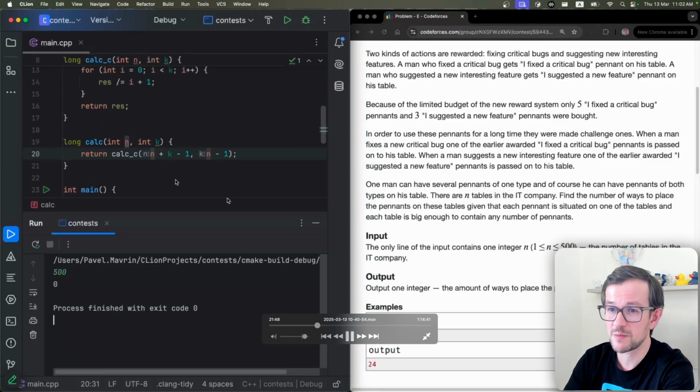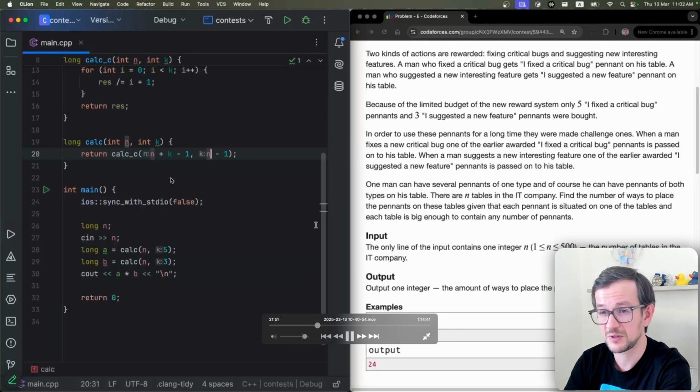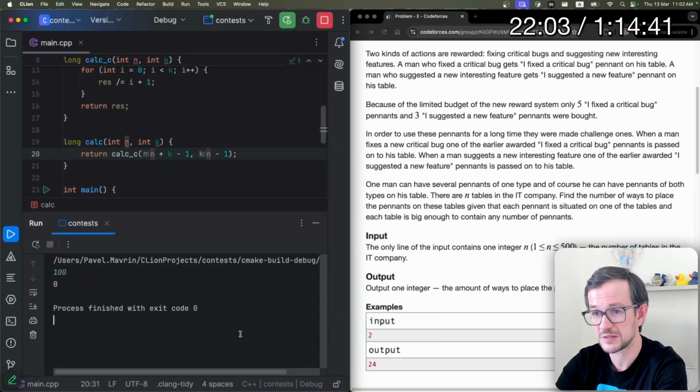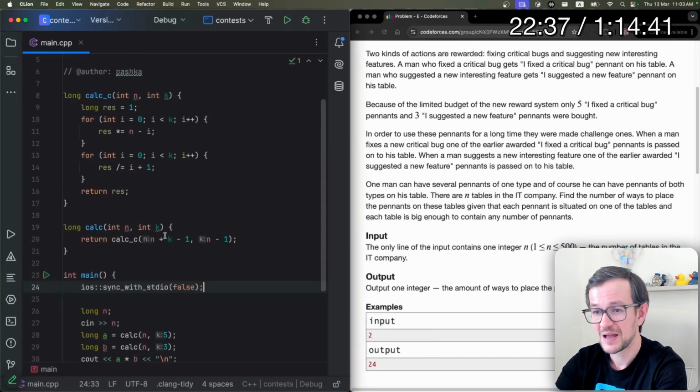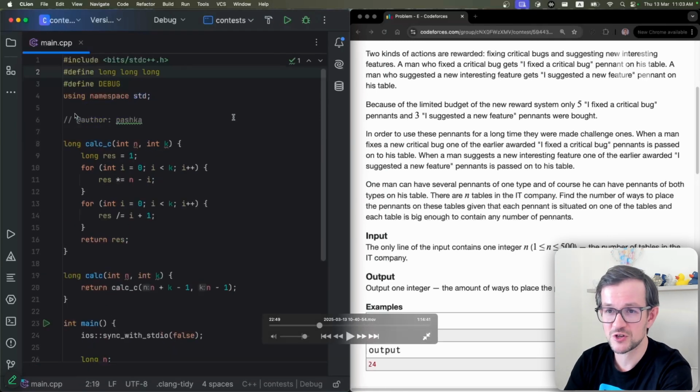Okay, I spent too much time because I had integer overflows. It's kind of embarrassing. So let me skip this part. I had integer overflow because I calculate these factorials, and I have this n-1, and the factorial of n-1 is just too high.